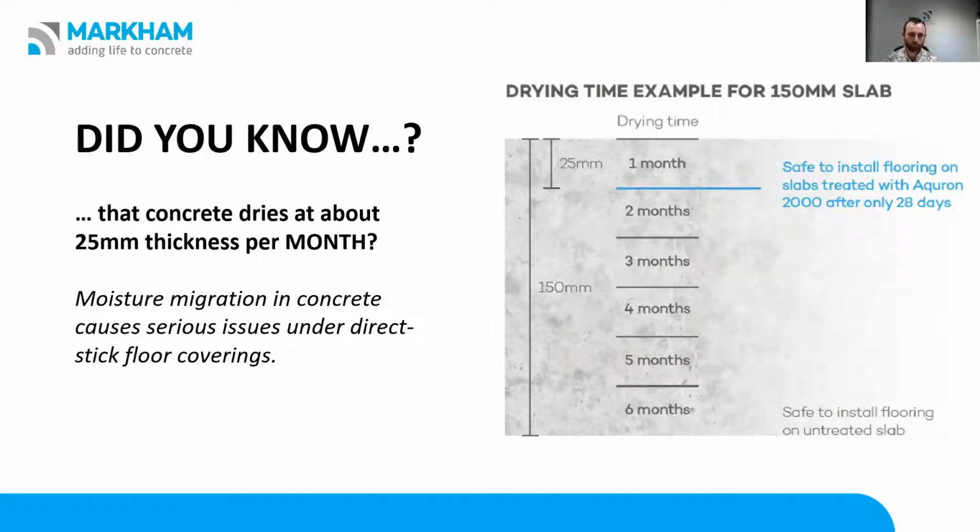So basically we've got a bit of a did you know here, which I'm sure most of you do, but concrete dries at 25 millimetres per month. As the diagram shows, if you've got a 150 millimetre thick slab, you could be waiting up to 6 months for this to completely dry. Next slide, please.